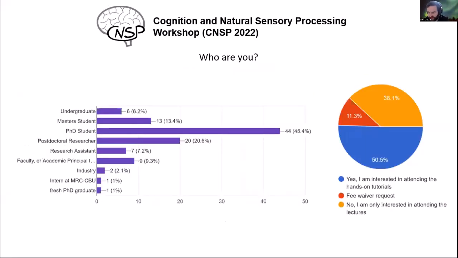So just a little breakdown of who you guys are. We can see that the majority of people attending this year are either PhDs or postdocs. We've got quite a few master's students and undergrads as well as research assistants and some faculty. Just over 60% of people are going to attend the tutorials, which is great. So we're looking forward to them.